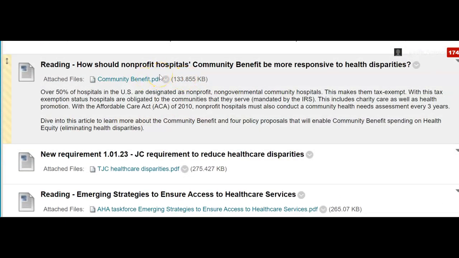The first is about the community benefit. So over 50% of hospitals are designated as these nonprofit, non-governmental community hospitals. And that makes them tax exempt. So they do have an obligation to the communities that they serve. And this is mandated and has been for a long period of time by the IRS. Now they must also conduct a community health needs assessment every 3 instead of 5 years. So I want you to really dive into, make sure you can speak to what the community benefit is.